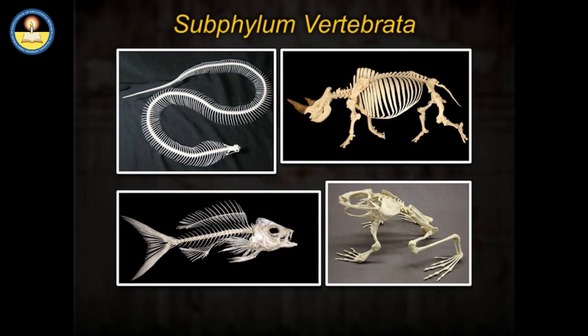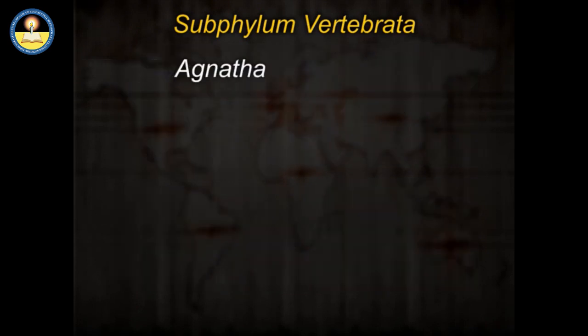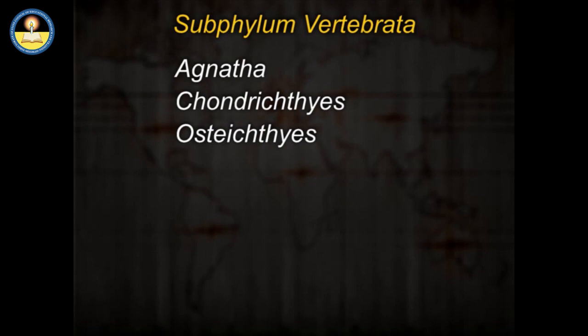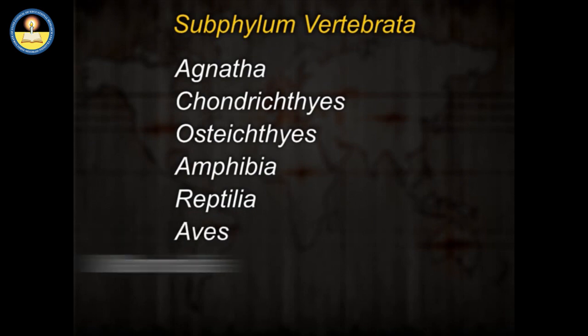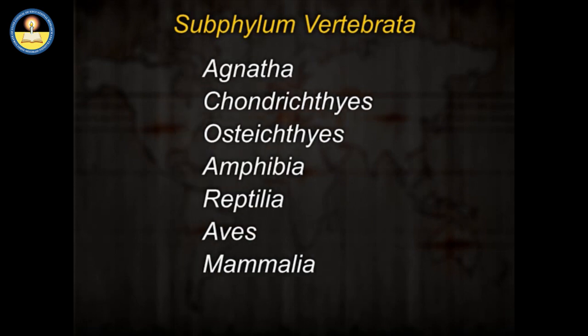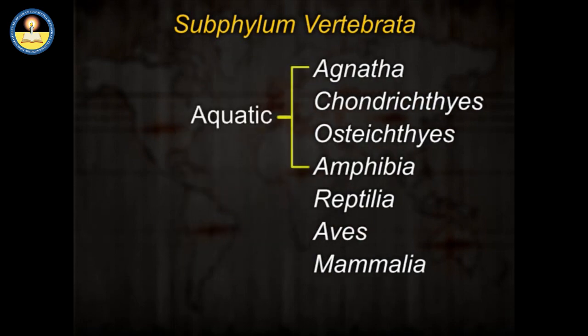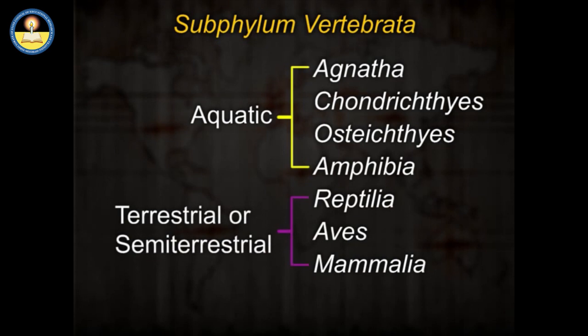There are 7 vertebrate classes: Agnatha, Chondrichthyes, Osteichthyes, Amphibia, Reptilia, Aves, Mammalia. 4 are aquatic and 3 are terrestrial or semi-terrestrial and may be grouped as the superclass Tetrapoda or 4-footed animals. The 7 classes of subphylum Vertebrata are like this.